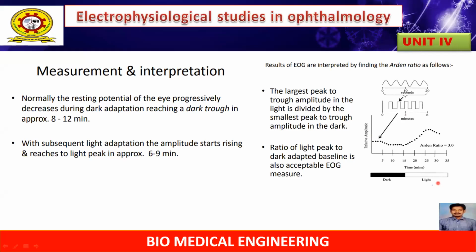So in this picture, this is the light peak, and this is the dark trough. As per the definition, this is the potential rise due to the light when both rods and cones contribute.